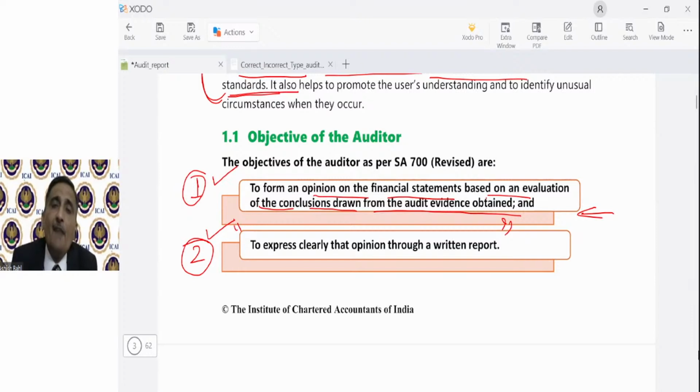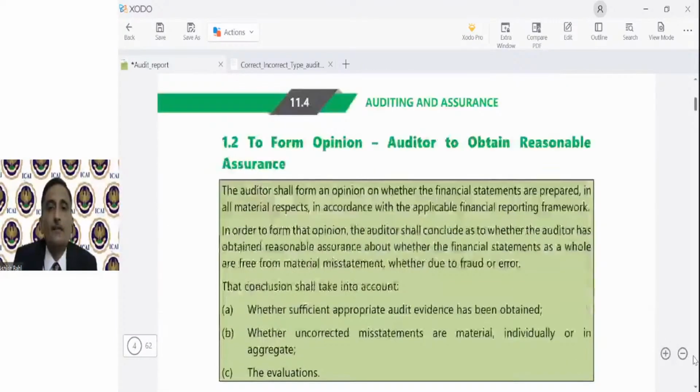It is only when he expresses the opinion through a written report that he will be able to communicate that opinion to various stakeholders. Okay. So clear, guys?